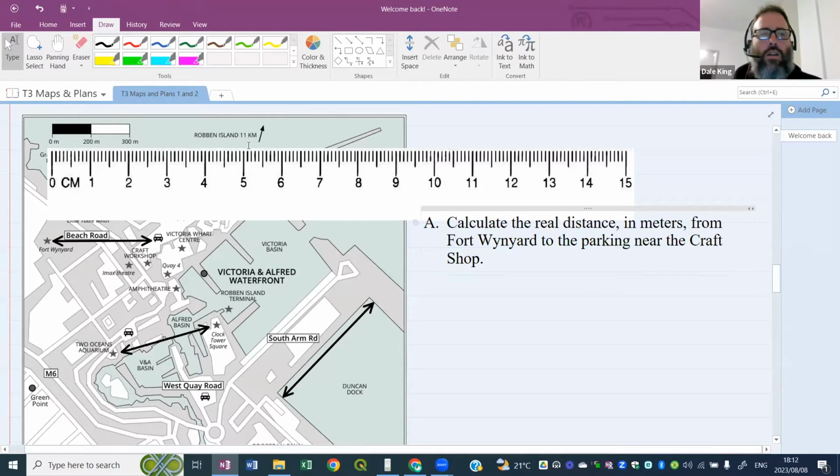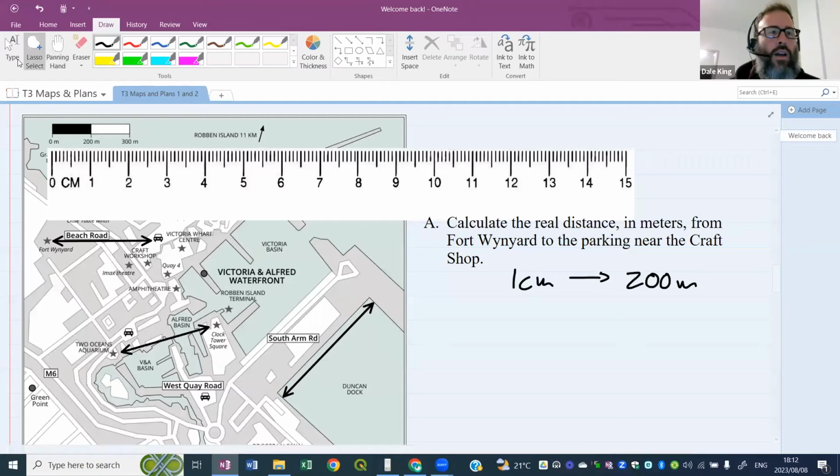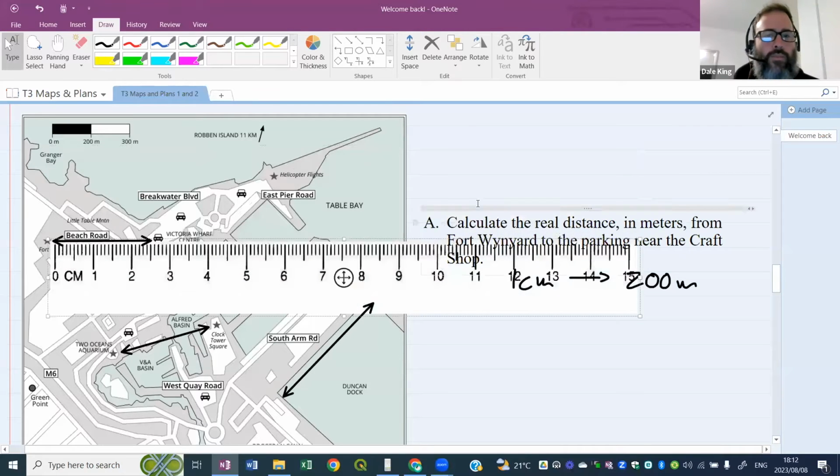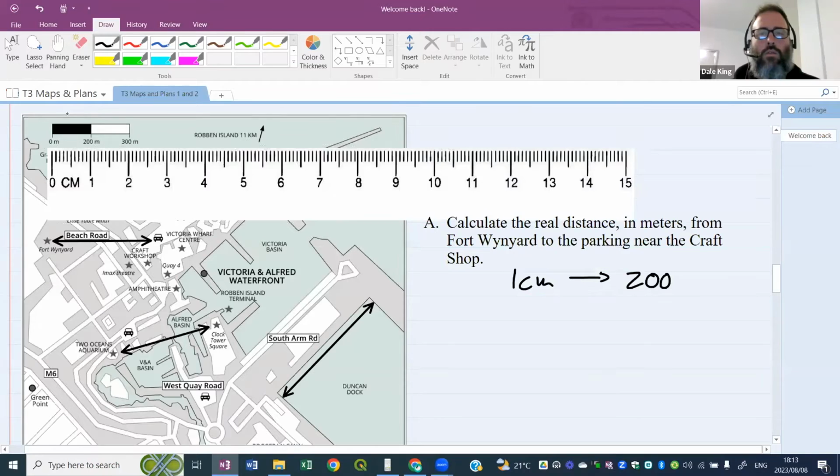All right. So I'm going to just write that down here. 1 centimeter. I can use a ratio, or I can just use an arrow to show that 1 centimeter must give me 200 meters. All right. Now I'm going to do what you said, and I'm going to move the ruler down. How many centimeters is this line? 2.5 centimeters. Okay, so what should I do now? What kind of calculation should I do? 2.5 times 200. Very good.